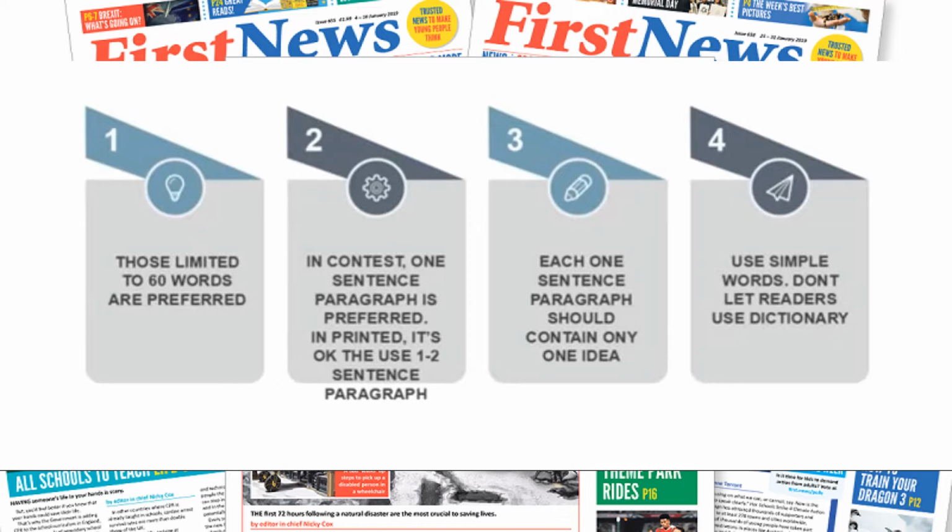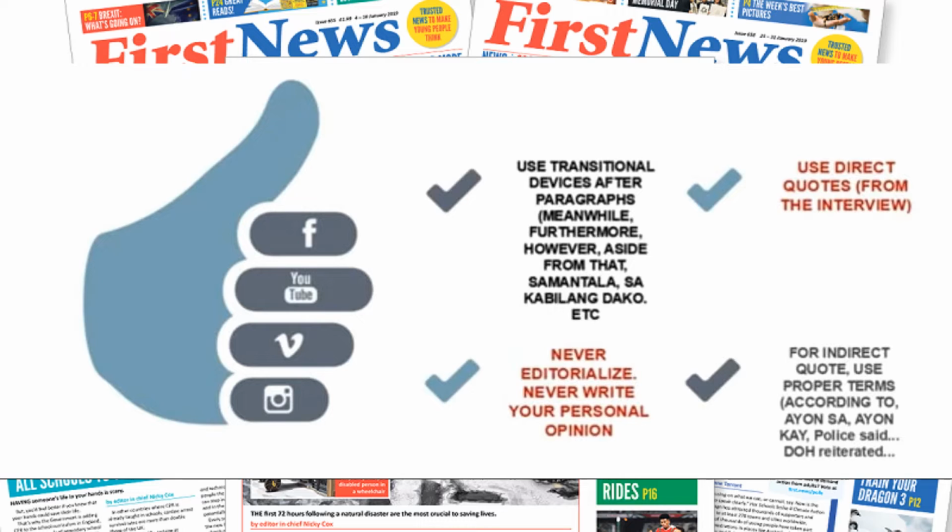Use simple words. Don't let readers use a dictionary. Do not use jargon. Do not use highfalutin words. Use simple words only which the readers will understand. Use transitional devices after paragraphs. Examples of these transitional devices are meanwhile, furthermore, however, aside from that, or in Filipino, samantala, sa kabilang dako. These transitional devices will connect paragraph after paragraph, sentence after sentence.